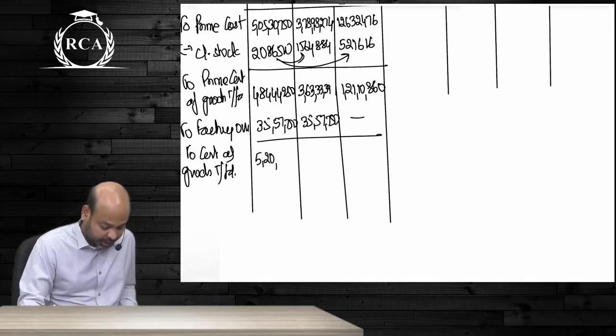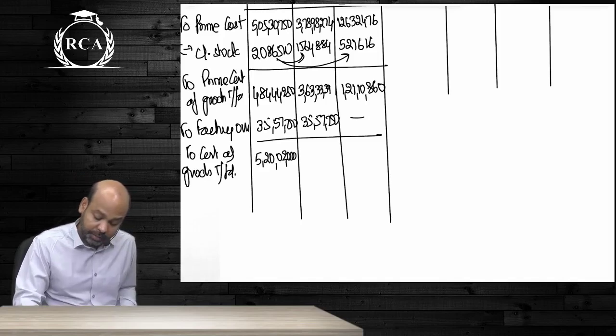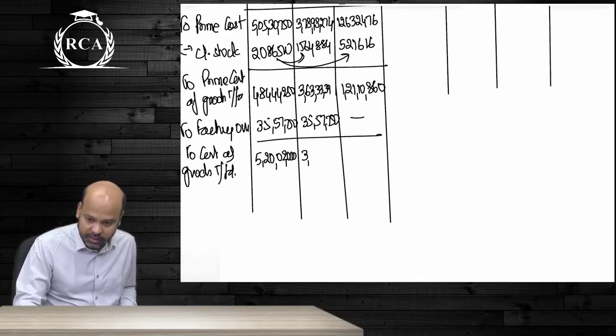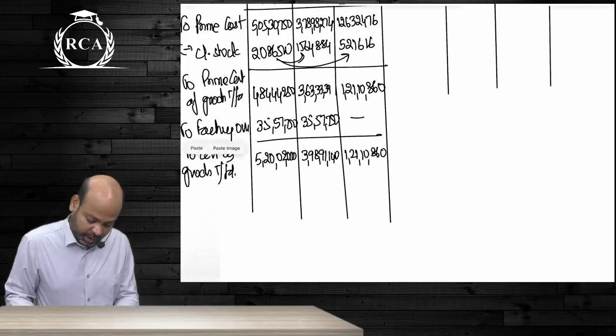5 crores 20 lakhs 2,000. And this should be 3 crores 98 lakhs 91,140. This is the answer to the fourth bit, beta. I am saying this looking at the question. 3 crore 98 lakhs 91,140. Profit markup is 1 crore 21 lakhs 10,860. How will you get transfer price, beta, now?